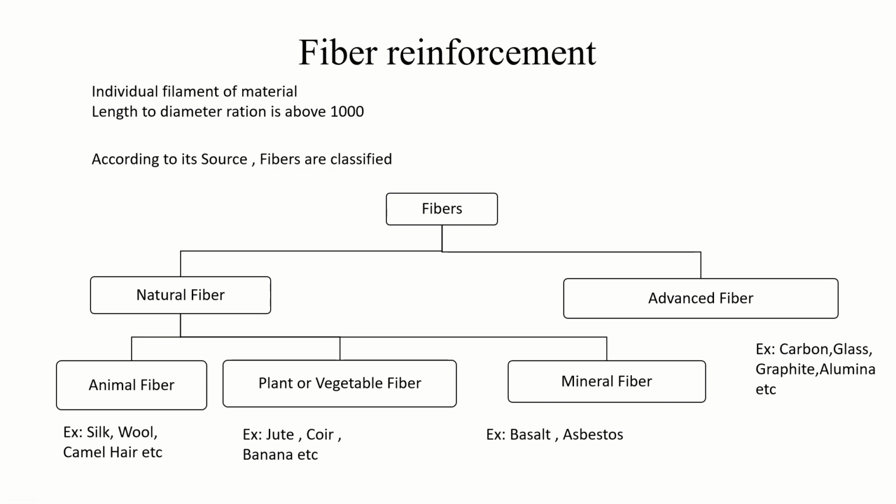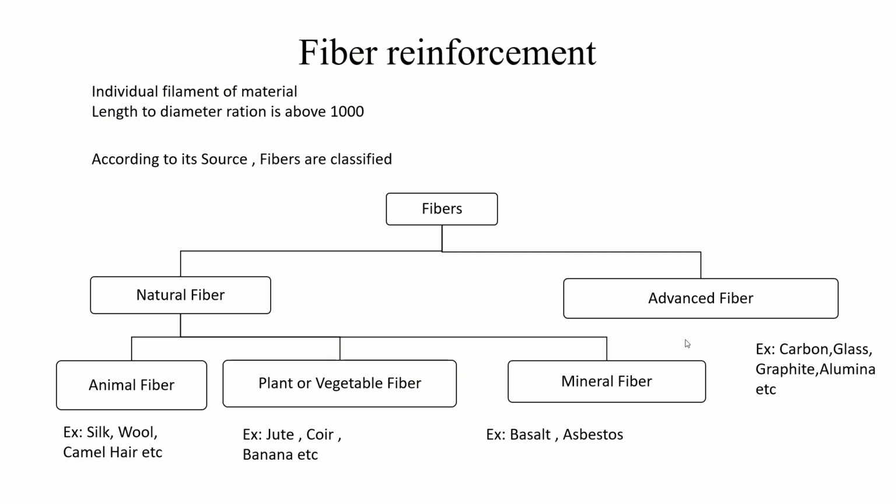And again, the fiber is classified into two categories: natural fibers and advanced fibers. Natural fibers are those we can extract from nature: animal fiber, plant fiber, or mineral fiber. Animal fibers, such as silk and wool, come under the category of animal, which we extract from the animal.